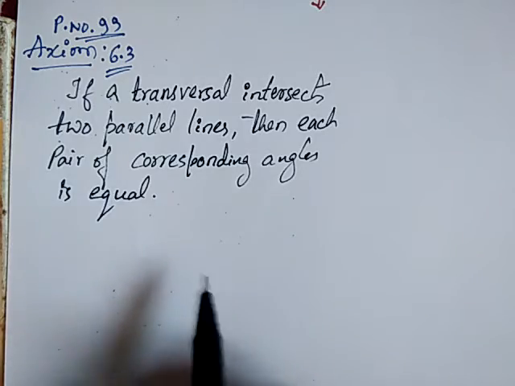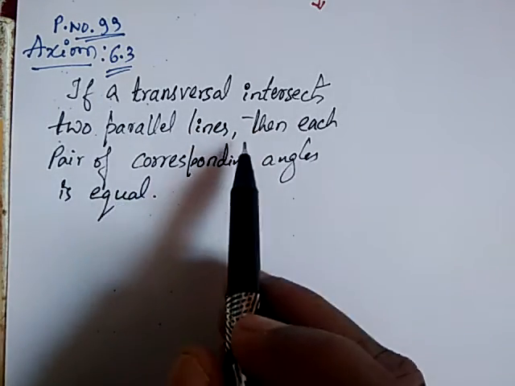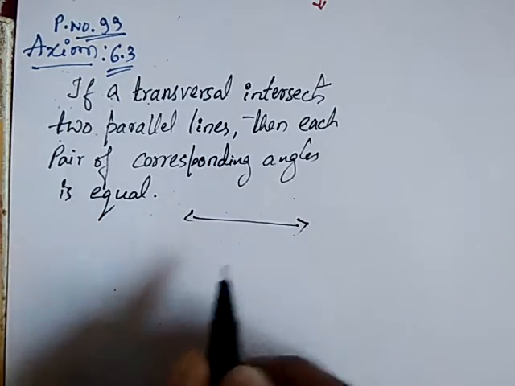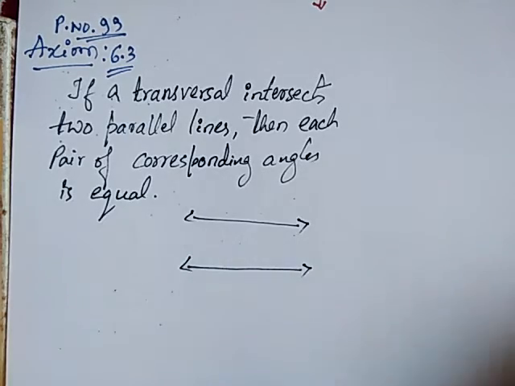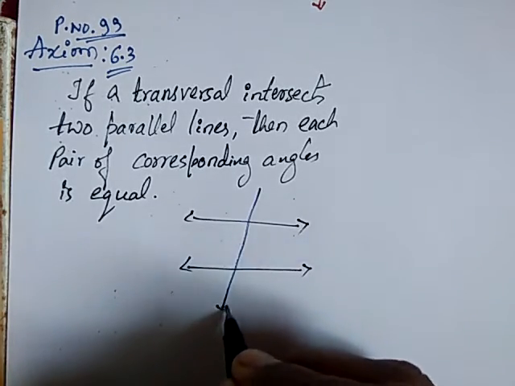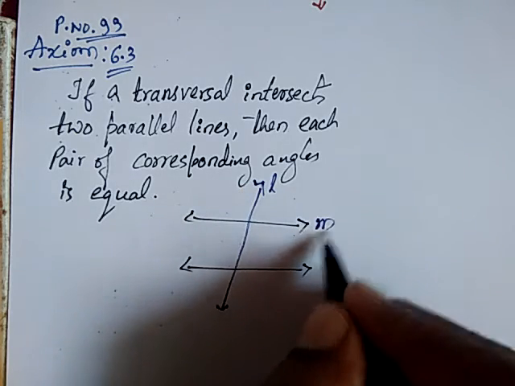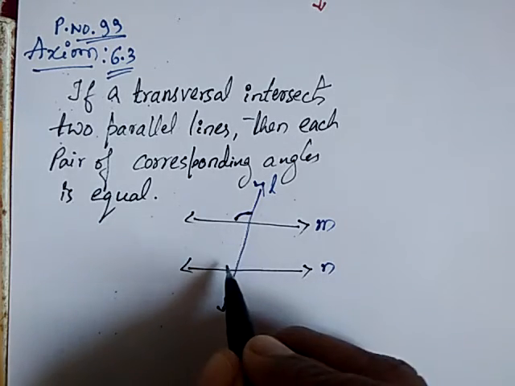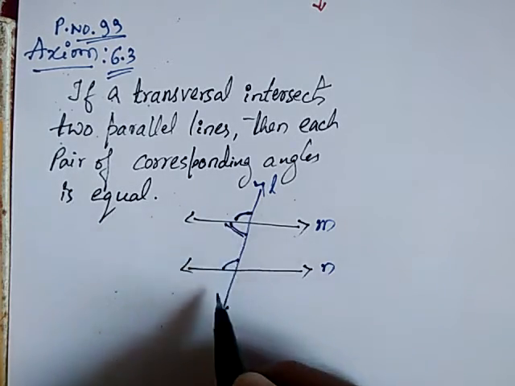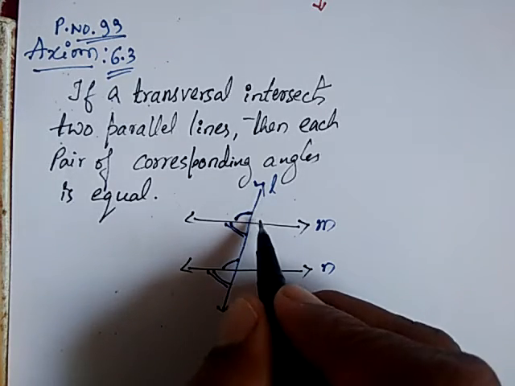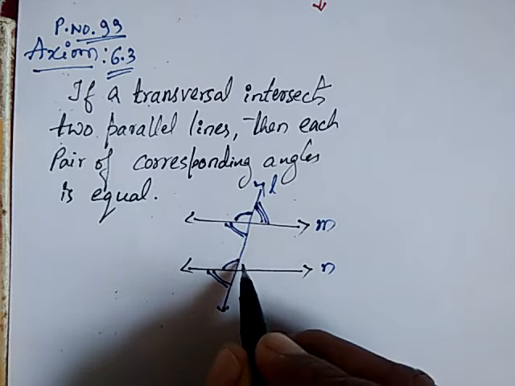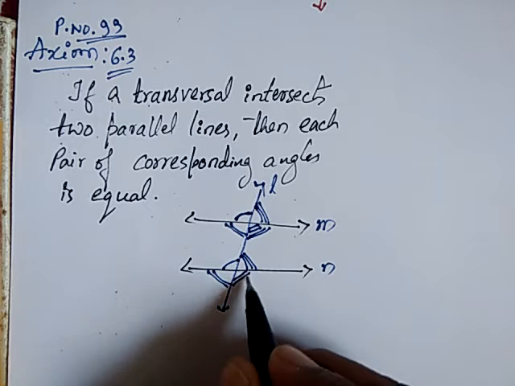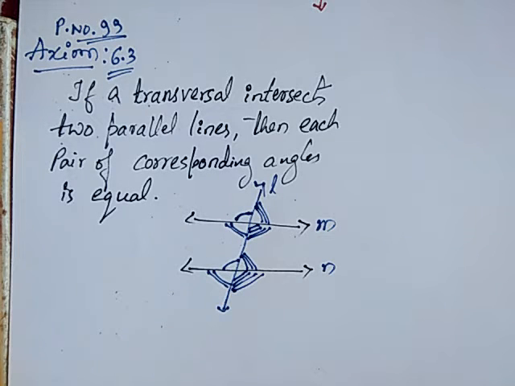Here it is given: if a transversal intersects two parallel lines, then each pair of corresponding angles is equal. So like this, two parallel lines will be there, and for this another transversal will be there like this. This transversal we will name L, and the two lines are M and N. So corresponding angles means this angle and this angle, similarly this angle and this angle, and similarly here also. 1 2 3 4, 1 2 3 4, these are the corresponding angles.